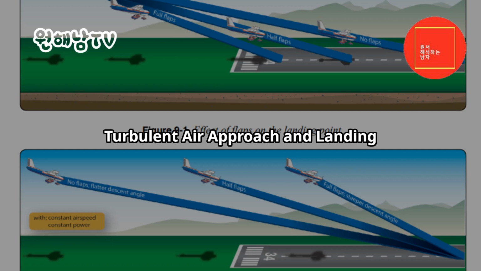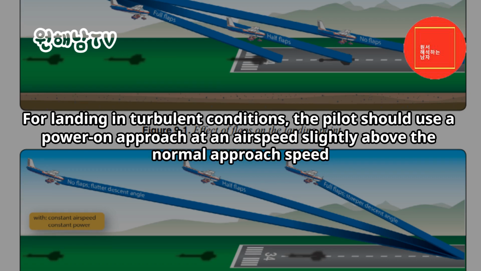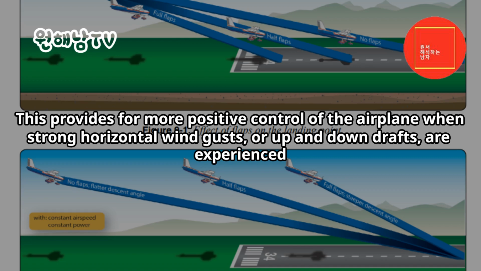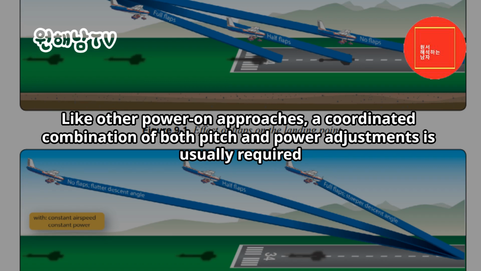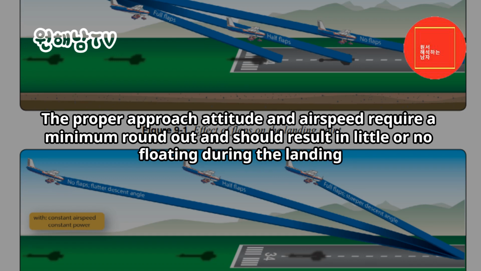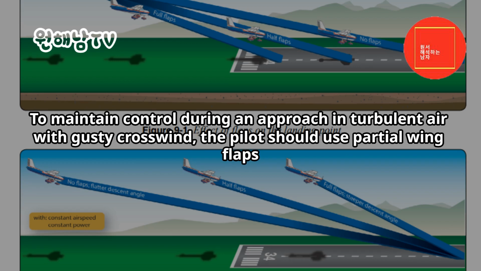Turbulent air approach and landing. For landing in turbulent conditions, the pilot should use a power-on approach at an airspeed slightly above the normal approach speed. This provides for more positive control of the airplane when strong horizontal wind gusts, or up and down drafts, are experienced. Like other power-on approaches, a coordinated combination of both pitch and power adjustments is usually required. The proper approach attitude and airspeed require a minimum round-out and should result in little or no floating during the landing. To maintain control during an approach in turbulent air with gusty crosswind, the pilot should use partial wing flaps.